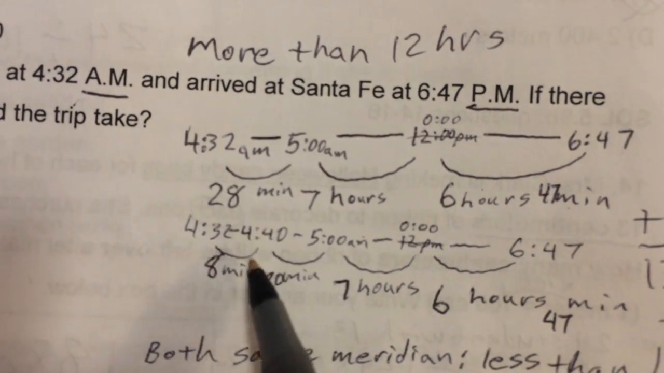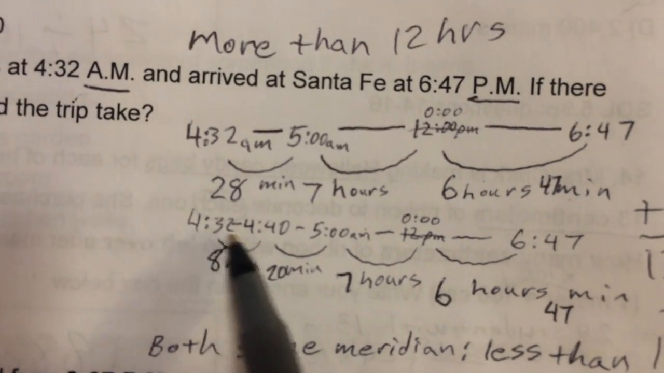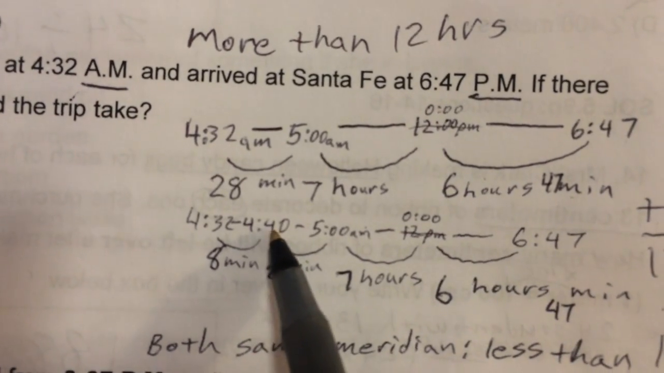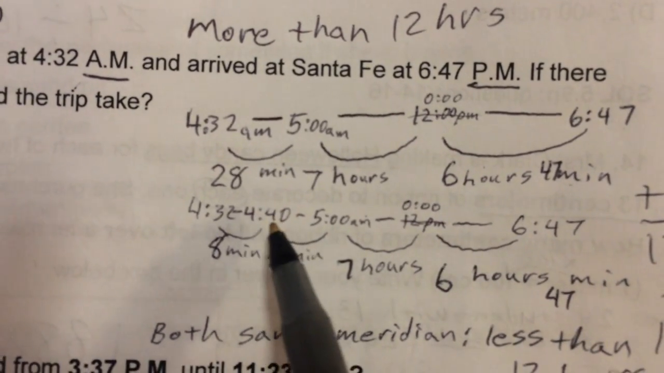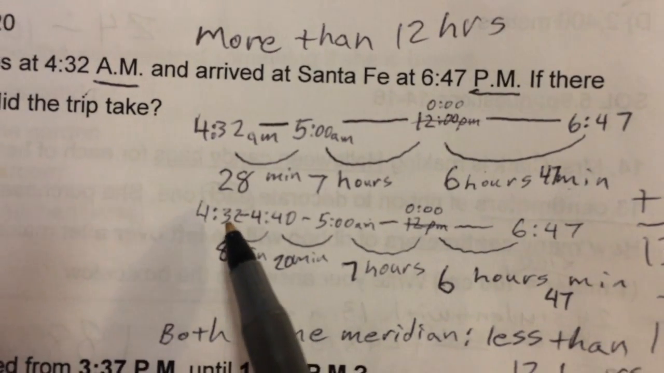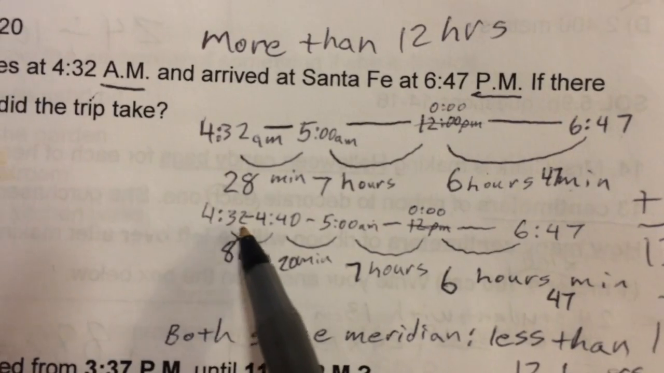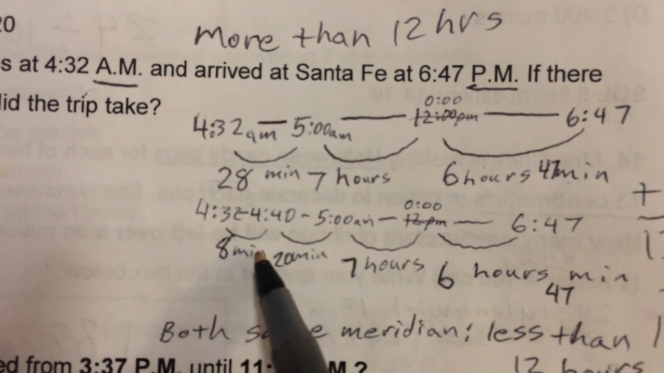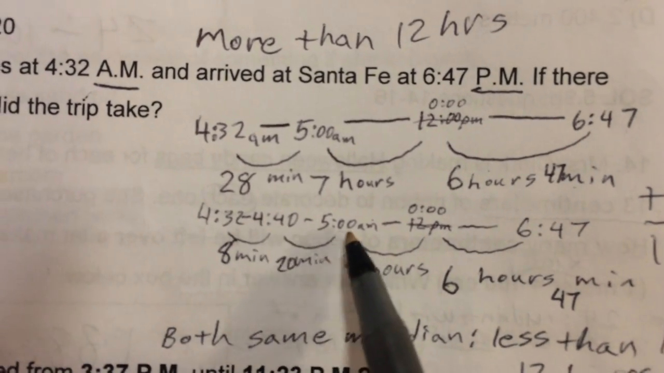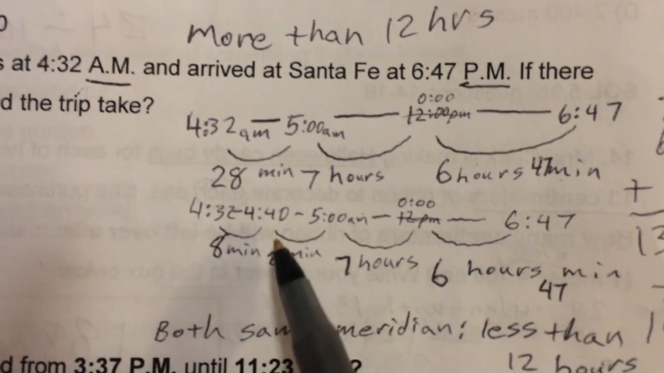They don't know. So then they do a little bit, 4:32 to 4:40. They go to a simpler benchmark, every 10, every 5 minutes, whatever helps them. So hopefully it's every 10 minutes or every 20 or whatever. So then you go 4:32 to 4:40 would be 8 minutes. And then 4:40 to 5 o'clock, oh, that's easier, Mr. Holiday. So that's only 20 minutes.